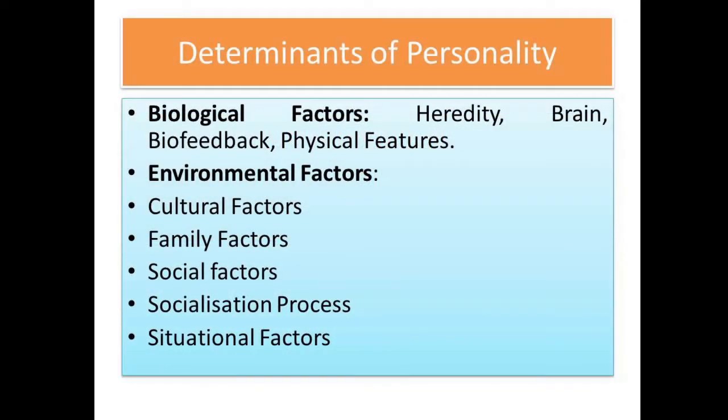Broadly, there are two determinants that affect the personality of human beings: biological factors and environmental factors. Under biological factors, we have heredity, brain, physical features, etc. The general biological characteristics of human beings influence the way in which human beings tend to sense external events, interpret and respond to them. Let's understand them one by one.